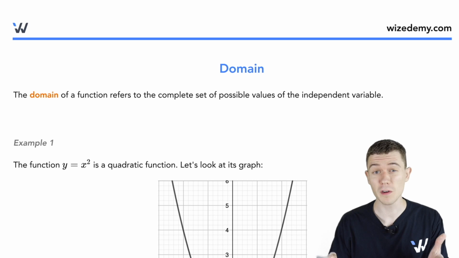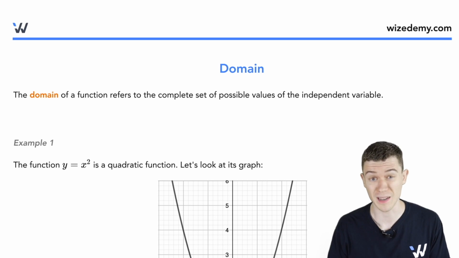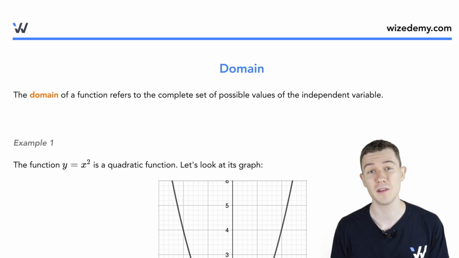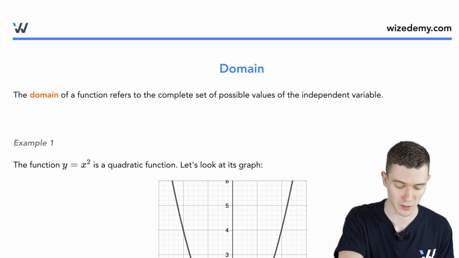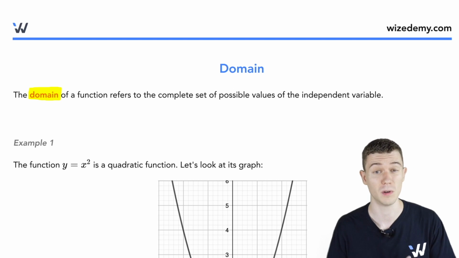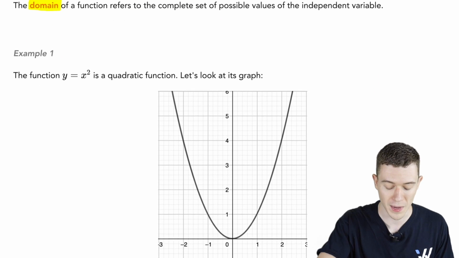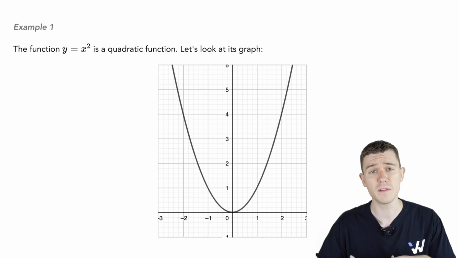When working with functions, certainly we'd like to know what values we are allowed to even plug into our function. Such values are called the domain of a function. The domain is simply the set of all possible values for the independent variable. Usually that's x.